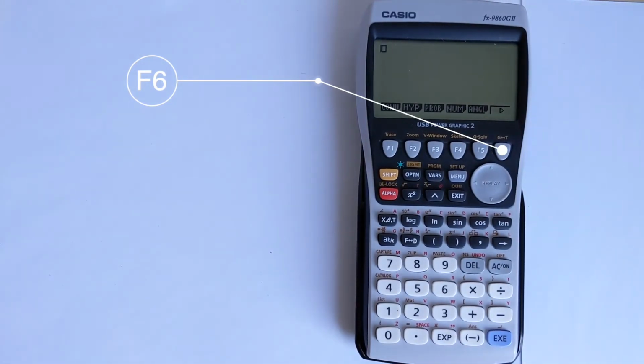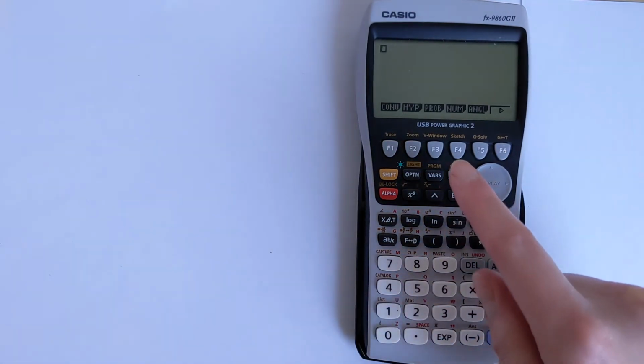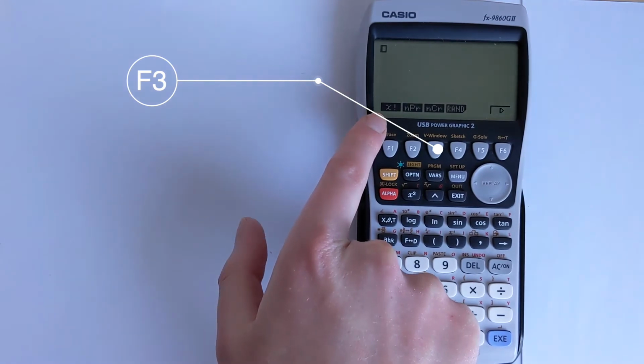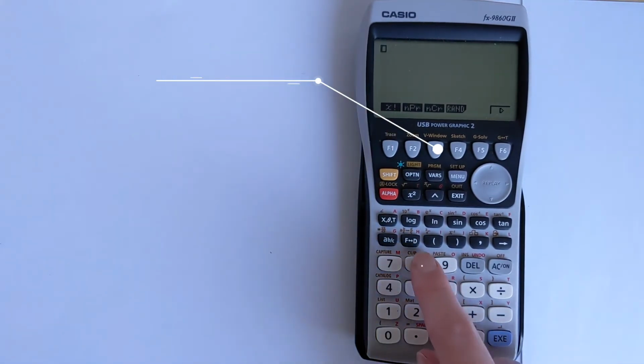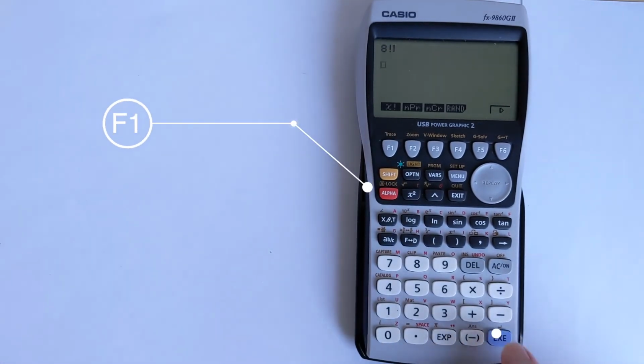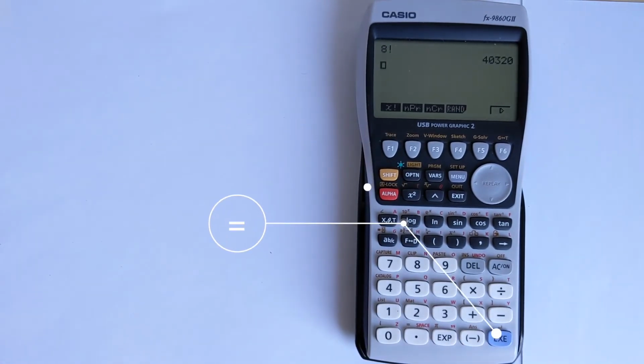We then want to open up this prob, short for probability, which will let you access the various functions. So let's press F3 for probability. And you've got the factorial here. So if we want to find 8 factorial in our example, we just do 8, and then F1 for factorial, equals, and that gives you the right answer.